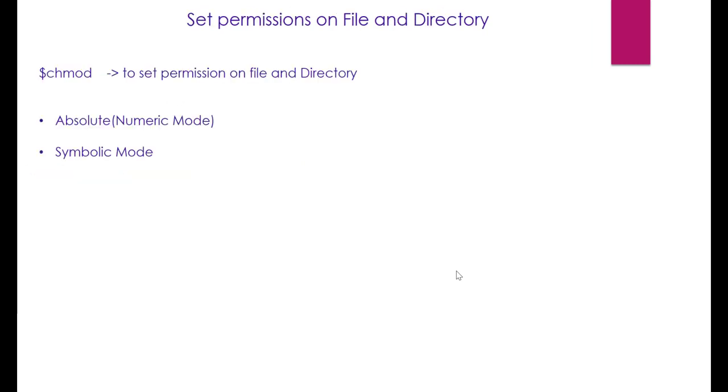You can set permissions on a file or directory using the chmod command. There are two ways of setting permission using chmod: an absolute or numeric mode and a symbolic mode. You can use either of these modes with the chmod command. Let's have a look at numeric mode permission settings.